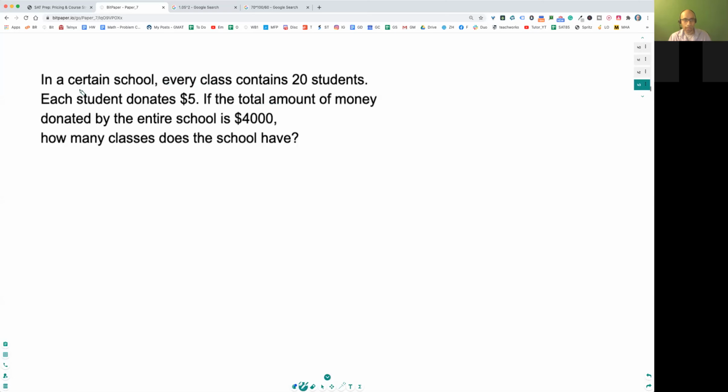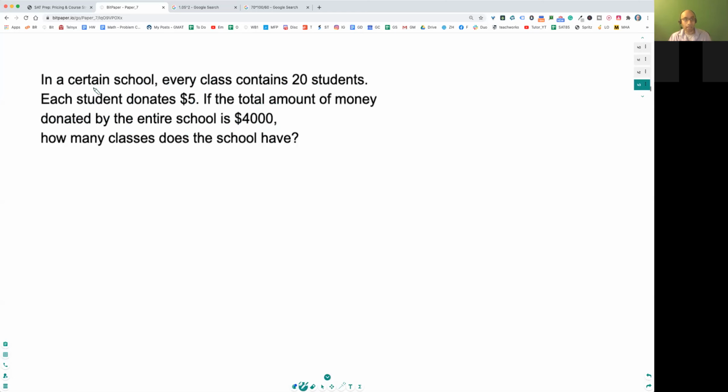So let's understand it. In a certain school, there are a variety of classes and each class contains 20 students, okay? And each student donates $5. So think about it. Think about this idea here. How can you convert this idea here? Okay. Total amount of money donated by the entire school is $4,000. Very good. Some of you are getting it.